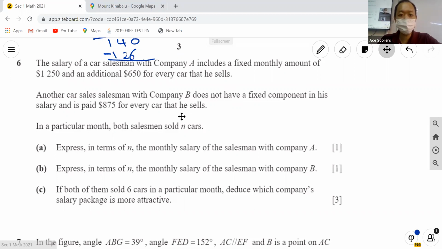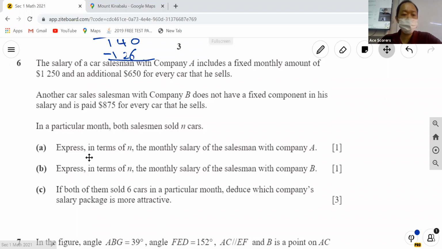Okay, let's take a look here. The salary of a car salesman in company A includes a fixed money amount and an additional 650 for every car that he sells. There's another guy in company B. He does not have a fixed component and is paid 875 for every car. So one has a fixed amount, and the other just depends on how many cars you sell.